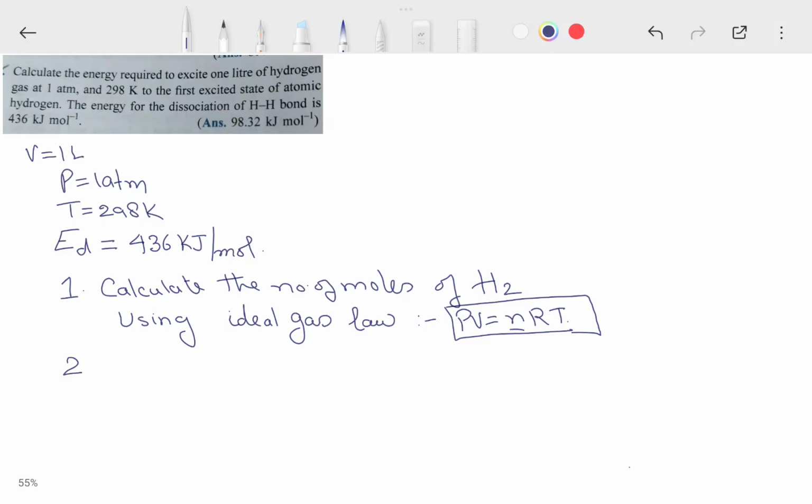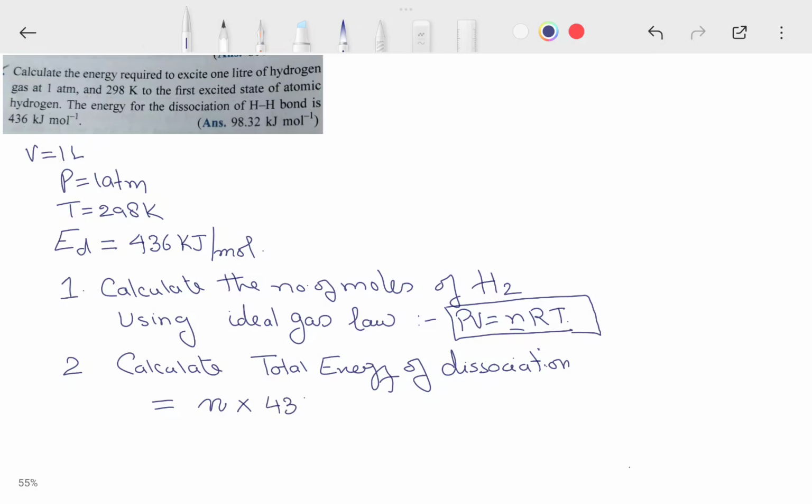So in the next step, we'll calculate total energy of dissociation. That is equal to number of moles multiplied by 436 kilojoule. So this will give total energy required to dissociate hydrogen bond.